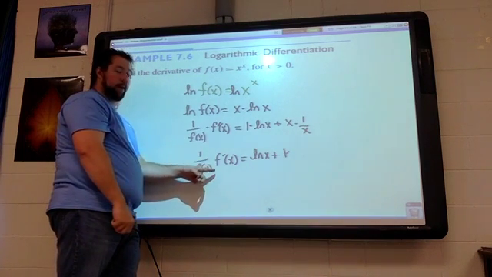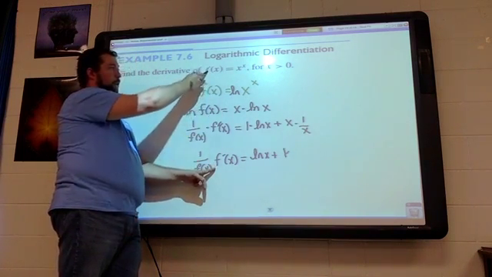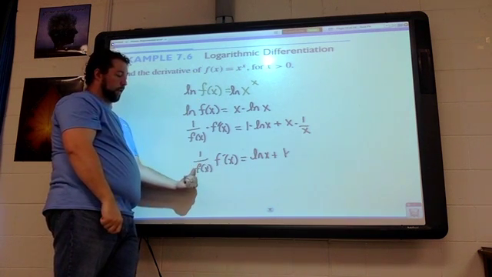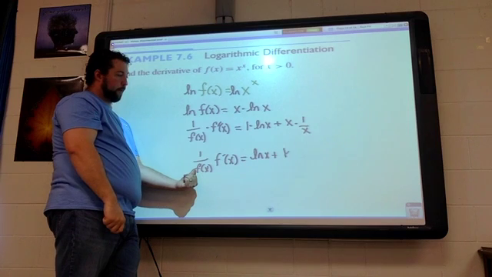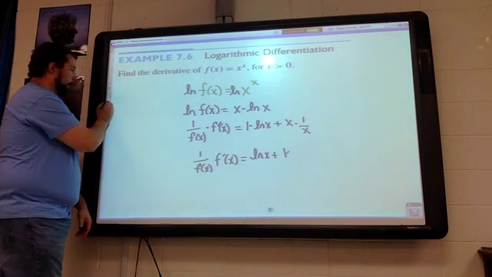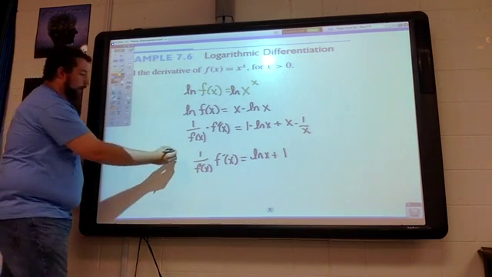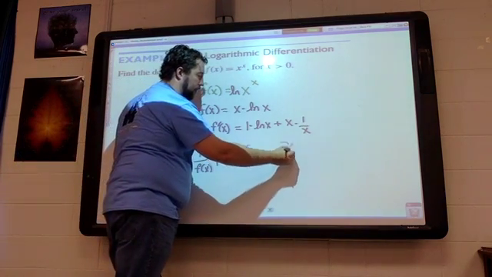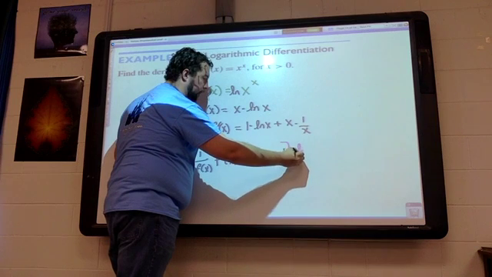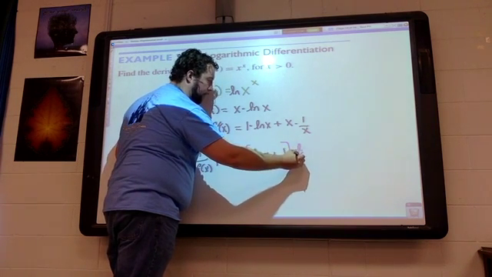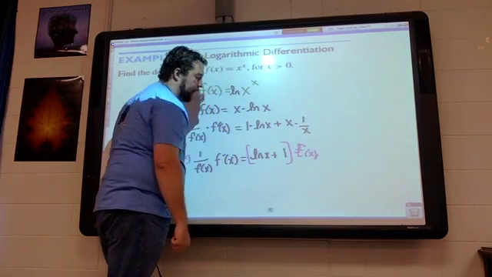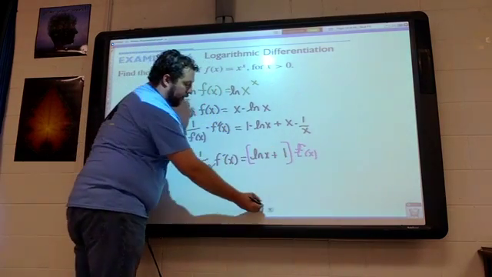We still want to find the derivative of the original function, because that's what we're trying to find. Well, there it is. We just got this pesky 1 over f of x on there. So what I can do is get rid of that by multiplying by f of x on both sides. On both sides, that gets rid of it over here.